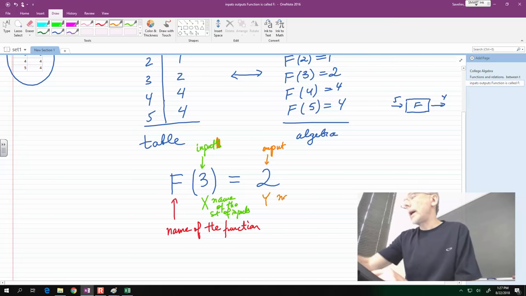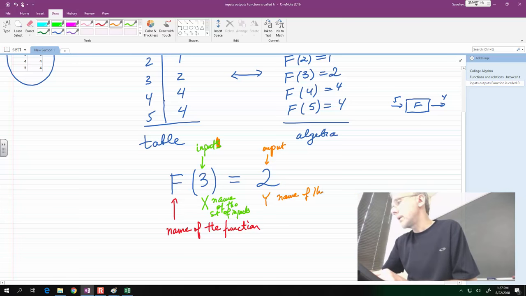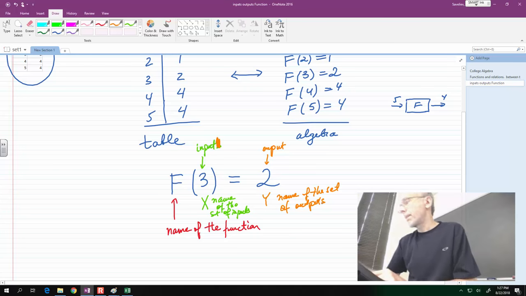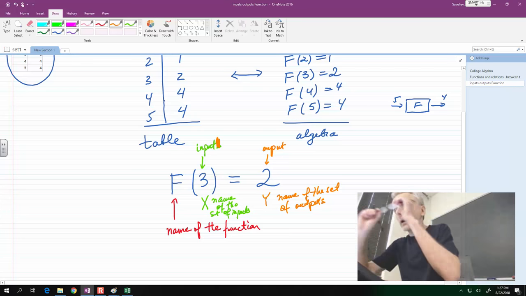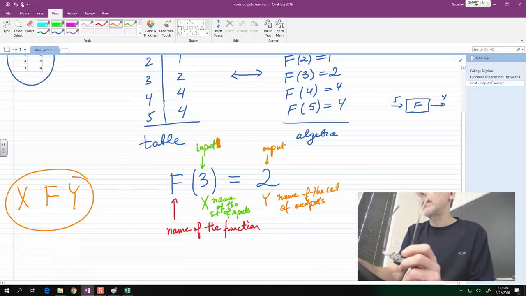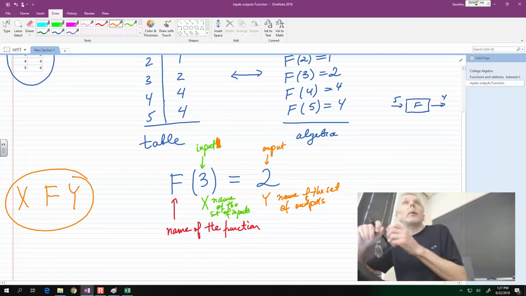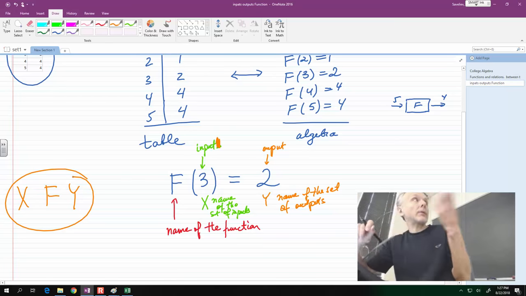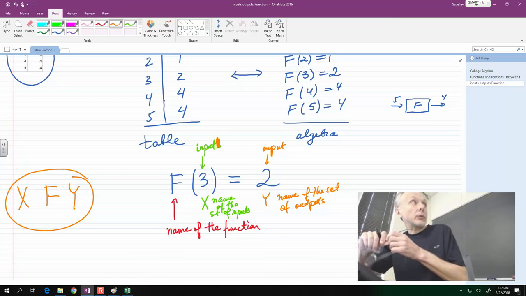And Y is the name of the set of outputs. Okay, so those are three names up here: X, F, Y. That's the triple of things that we've got to deal with: the two sets and the function between them.